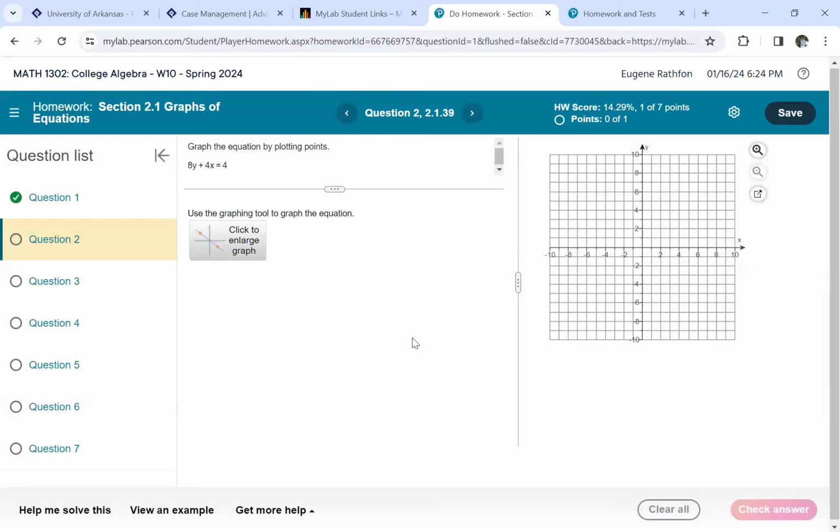Yep. All righty. Now, where that throws a curveball is on this second one. Let's see, I got, what, 8y plus 4x equals 4.